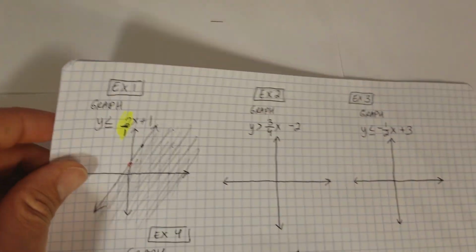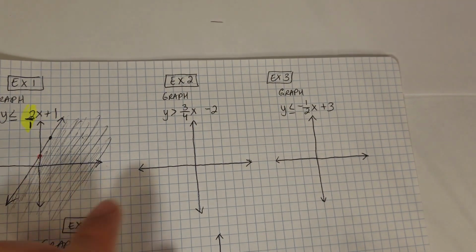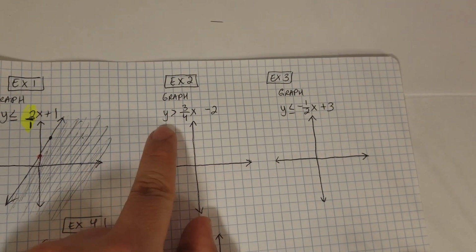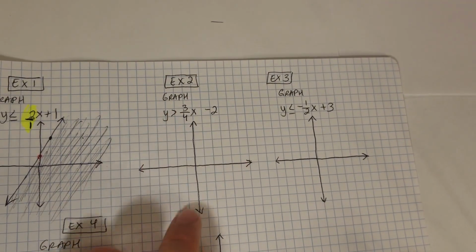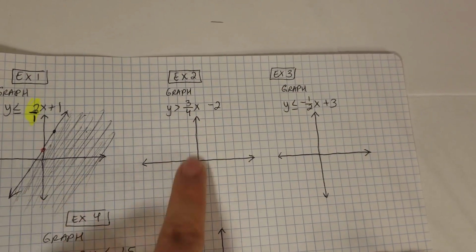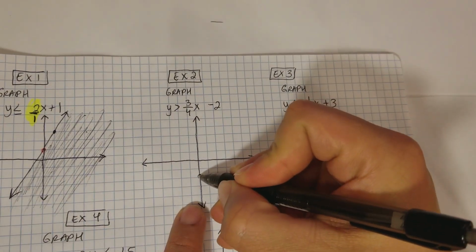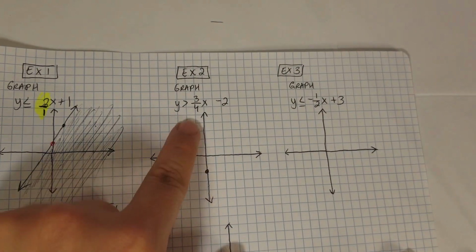Okay, example number 2. Same idea. So we want to graph y is greater than 3 over 4x minus 2. So we're starting on the y-axis, which is right here, at the negative 2. So down 2 squares, put a little point on there. Then the slope is 3 over 4.